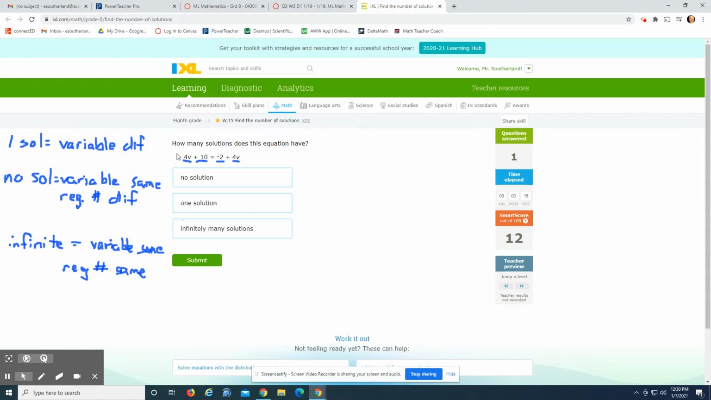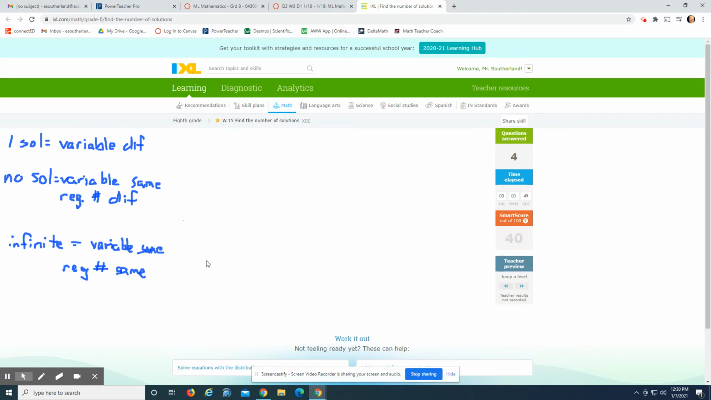But for right now, we see that they have the same variables. They have different regular numbers. That means no solution. As soon as we see that they have different variables, that tells us one solution. Positive 6n, positive 6n. They have the same variables, but a different regular number. So minus 3 and positive 7 are different, so this is no solution. They have different variables, so that's one solution.